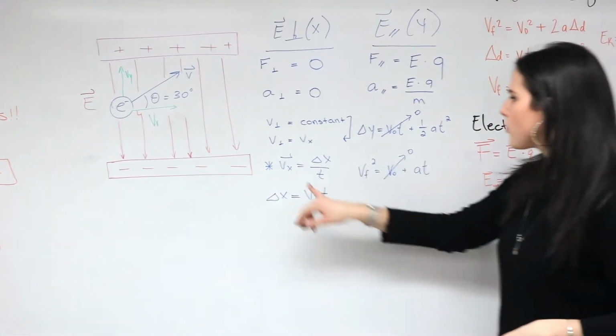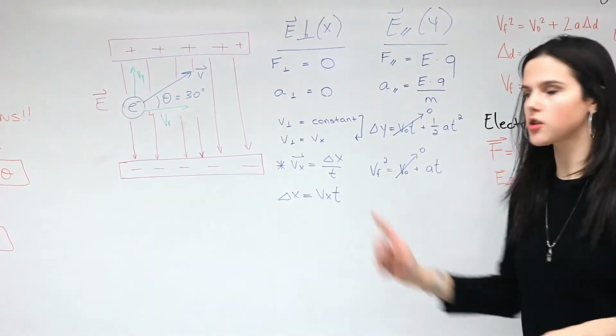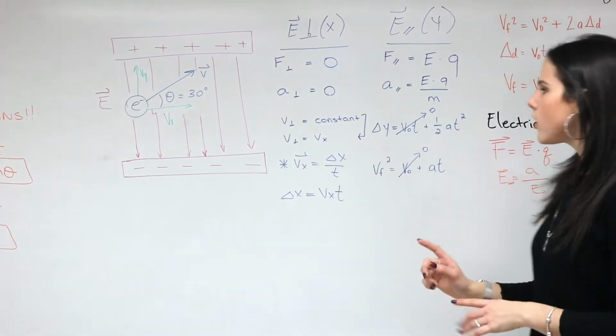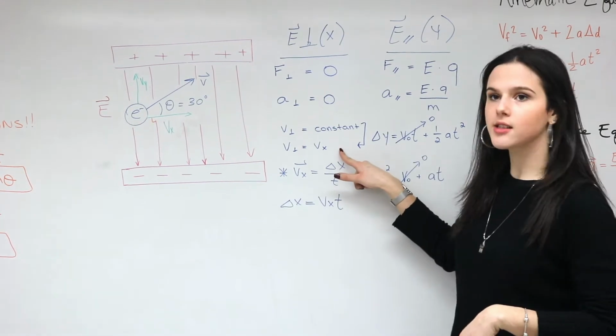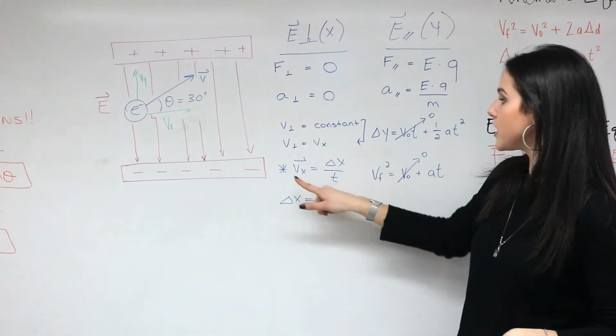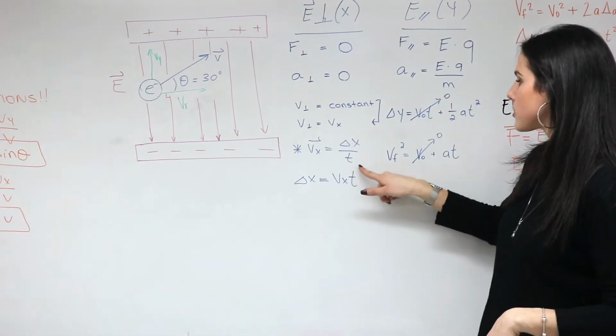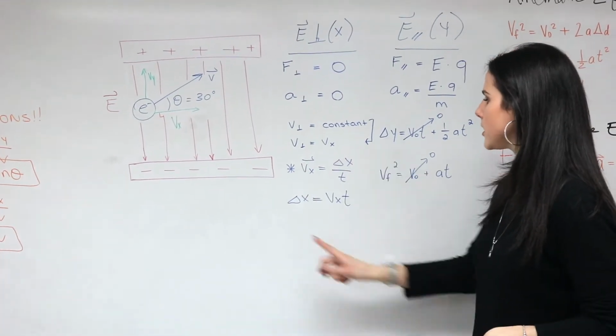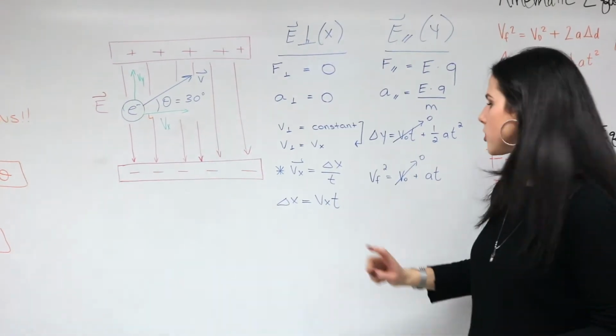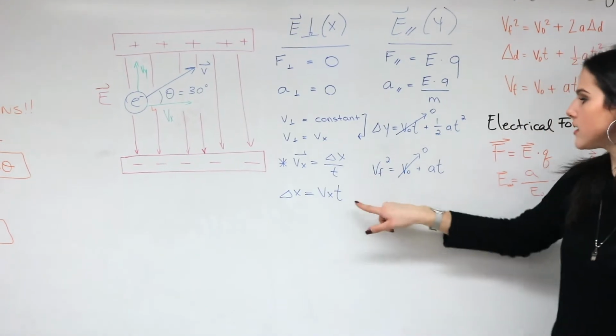Lastly, we can determine our displacement in the x direction, being delta x, knowing that since our velocity is constant, we can use this equation, being v equals the displacement over time. If we rearrange this equation, we get the displacement in the x direction equals our x velocity times the time.